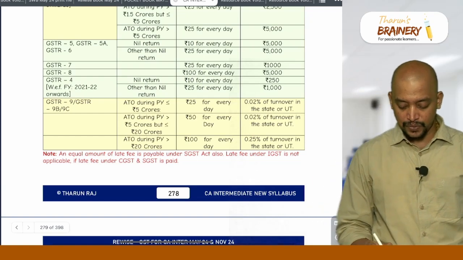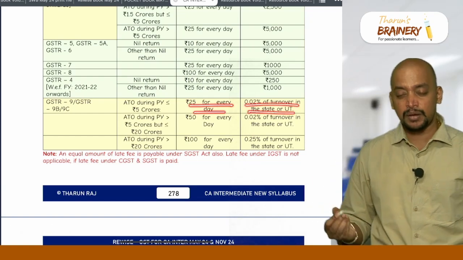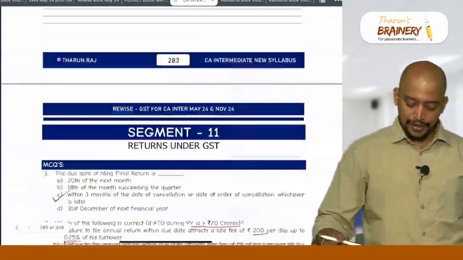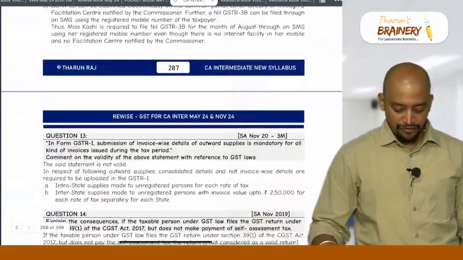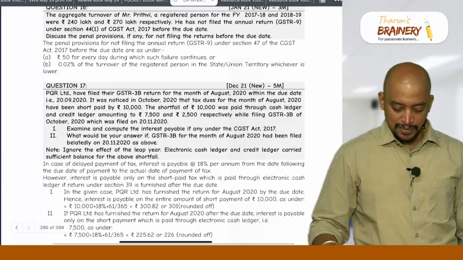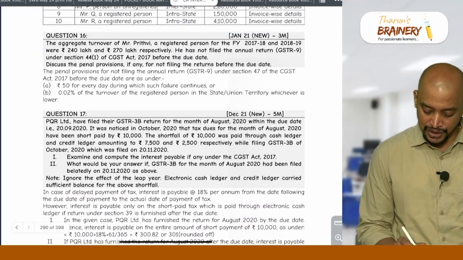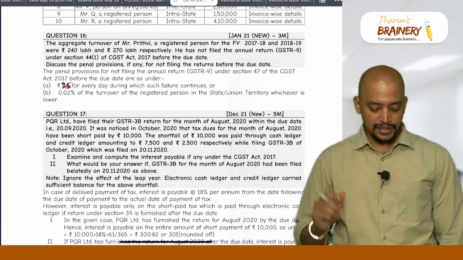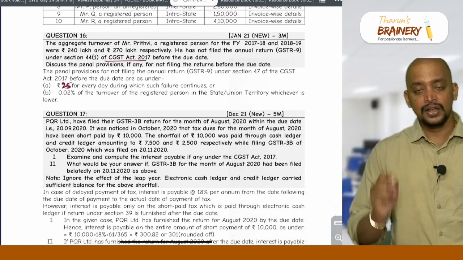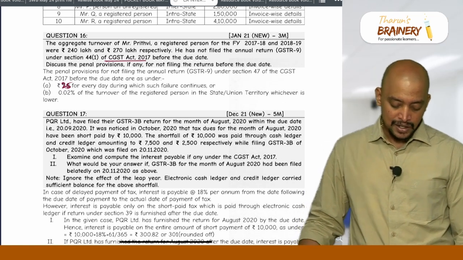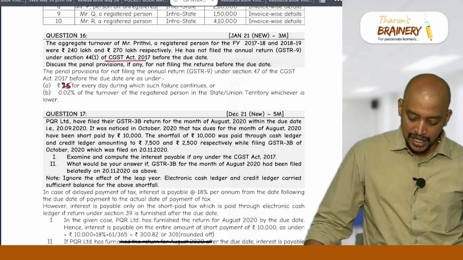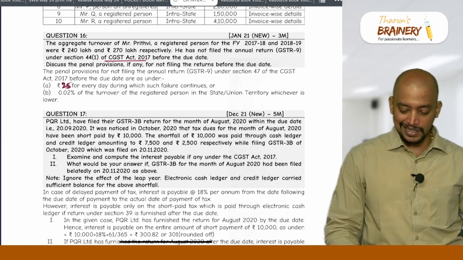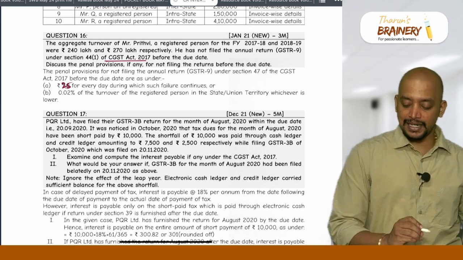In a year it does not exceed. 25 rupees per day subject to maximum 0.02% of the turnover. So therefore, in this case, it is not 50 rupees per day. It will be 25 rupees per day. Change it to 25 rupees for every day during which such failure continues, because they are asking under the CGST Act. Only the CGST Act provision we will write: 25 rupees per day or 0.02% of the turnover, whichever is lower. Okay, this is correct.